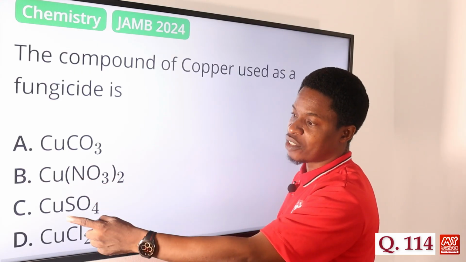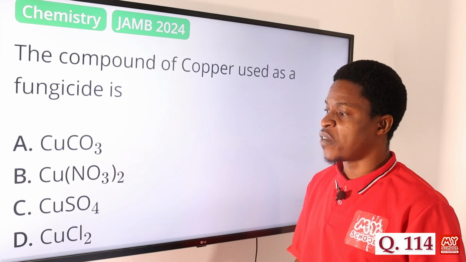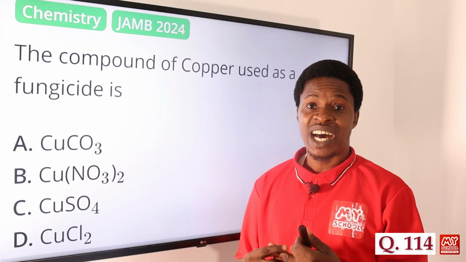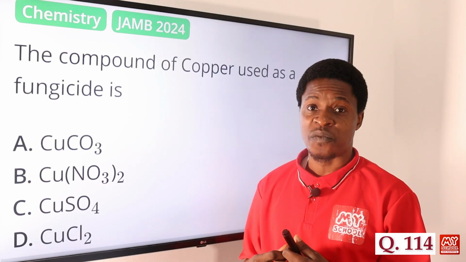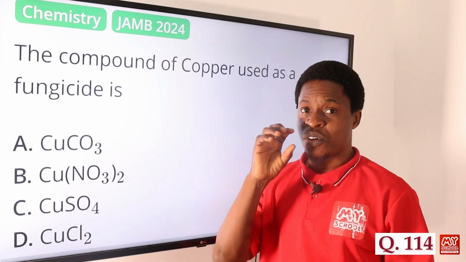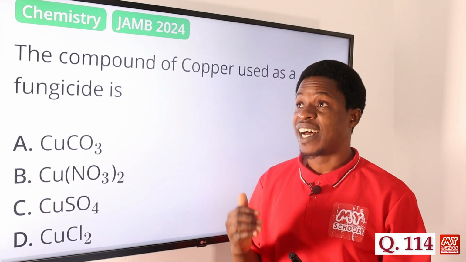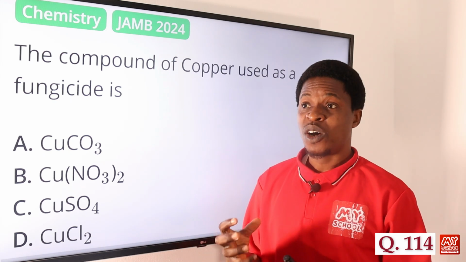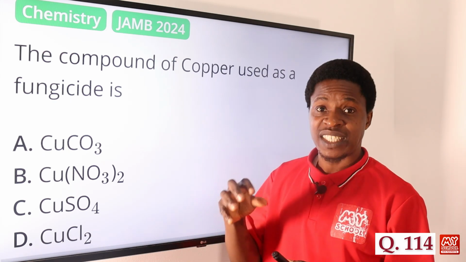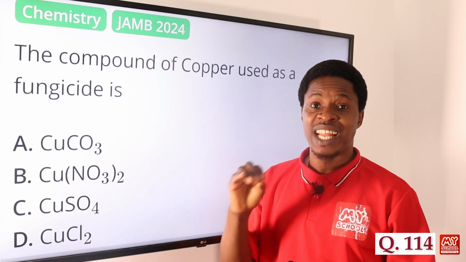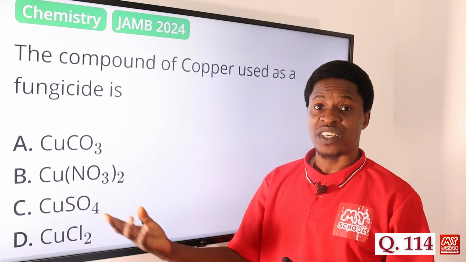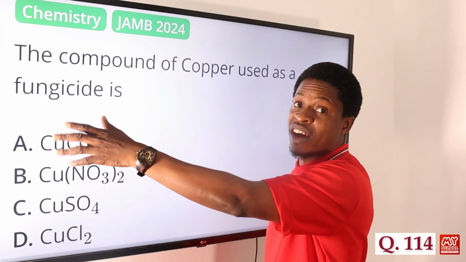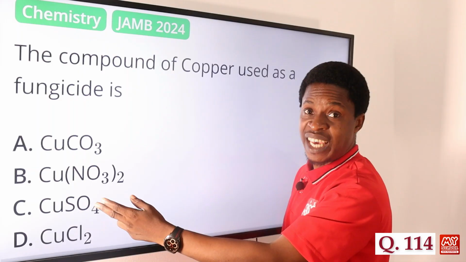Option C says copper sulfate. Copper sulfate is used in making algicide, fungicide, and in fact insecticide, that are used in agriculture. Once there are algae or fungi affecting the crops or plants in agriculture, they bring in copper sulfate to treat them, so that it can kill off the fungi and the algae present in agriculture.